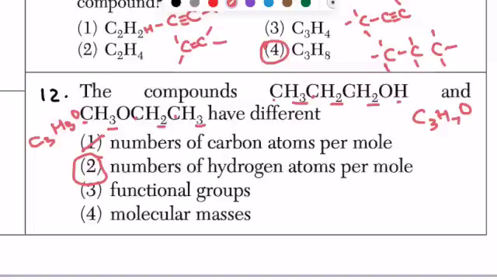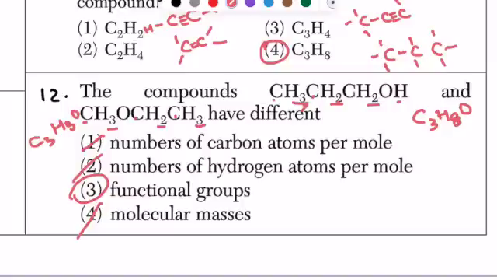Looks like they do. Did I miscount any hydrogens? 1, 2, 3, 4, 5, 6, 7. Oh yeah, there should be 8 hydrogens. So they have the same number of hydrogens. They just have different functional groups. Molecular masses are going to be the same because the formulas are the same.